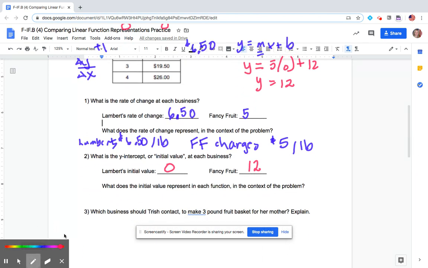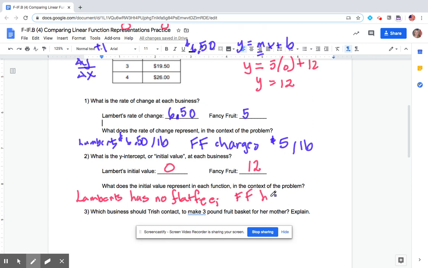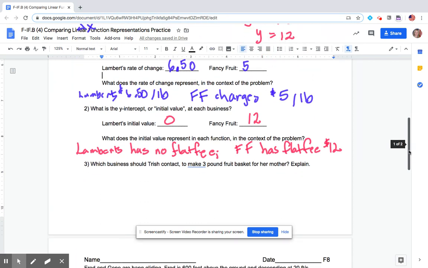What does the initial value represent? That Lambert's has no flat fee. So while they do charge more per pound, it doesn't cost anything at the initial point of sale. Whereas Fancy Fruit has a flat fee of $12. Now, which business should Trish contact to make a 3-pound fruit basket for her mother?